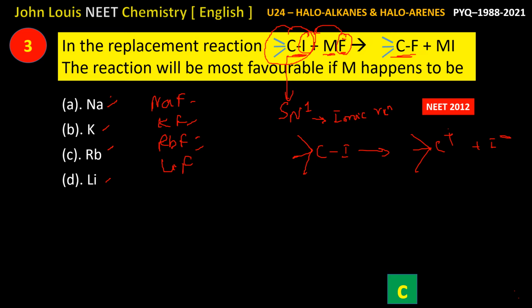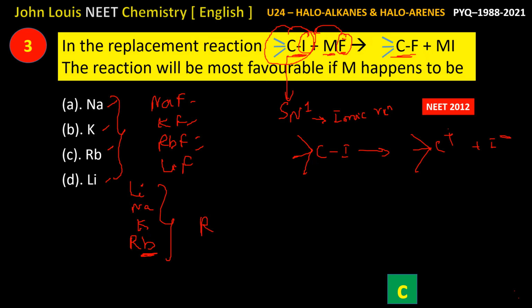All of them are first group elements. They are all alkali metals. So first is lithium, then sodium, then potassium, then rubidium. This is the order of the first group elements. When we go down, what do we know? The positive nature of the metal increases. So rubidium is the most positive metal, lithium is the least positive metal among these four.